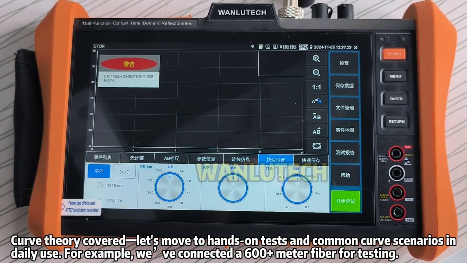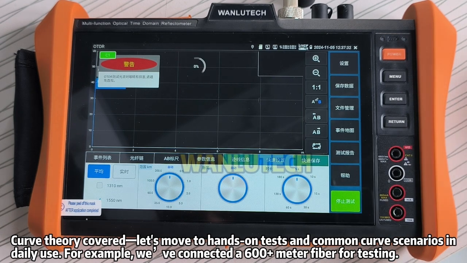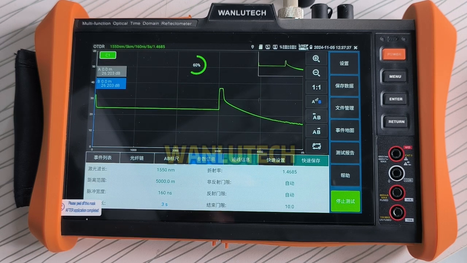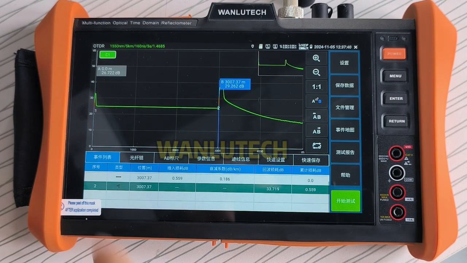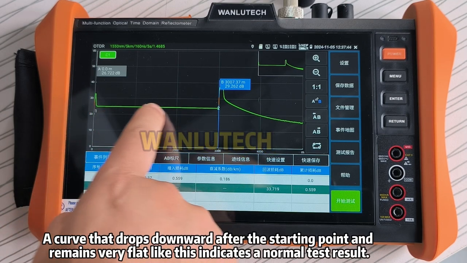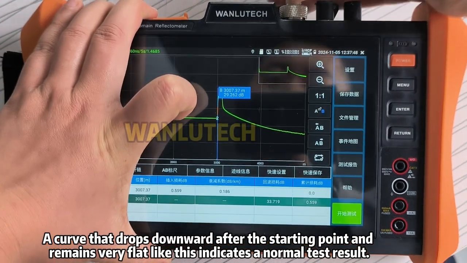Curve theory covered. Let's move to hands-on tests and common curve scenarios in daily use. For example, we've connected a 600+ meter fiber for testing. A curve that drops downward after the starting point and remains very flat like this indicates a normal test result.